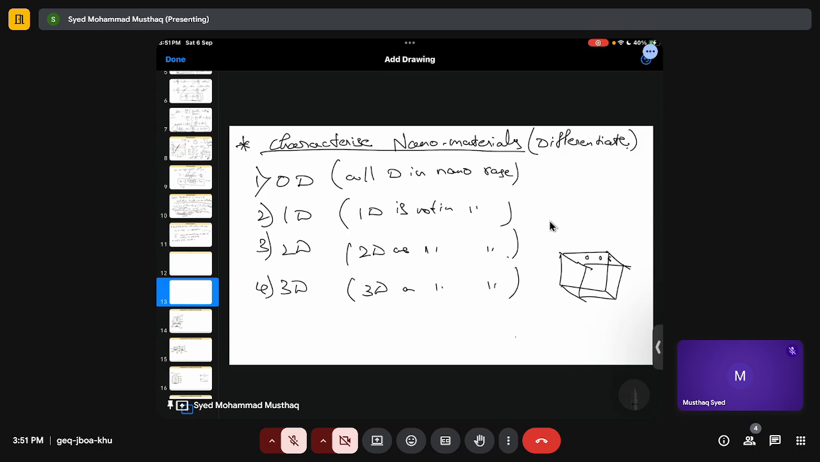Now let's start with how you make zero-dimensional nanomaterials, or nanoclusters. Mostly we call them nanoclusters. So we start with how you make the zero-dimensional nanomaterials. Okay.